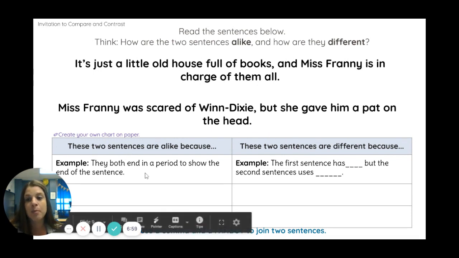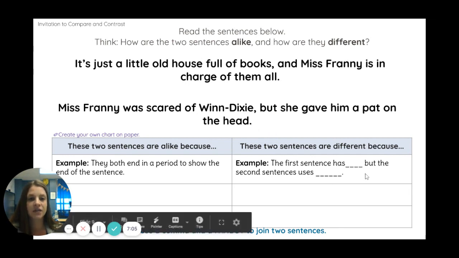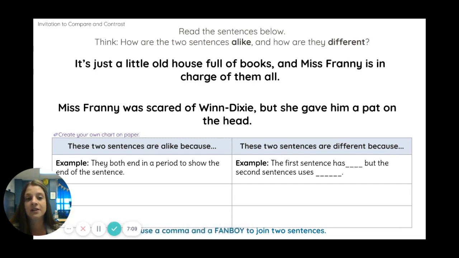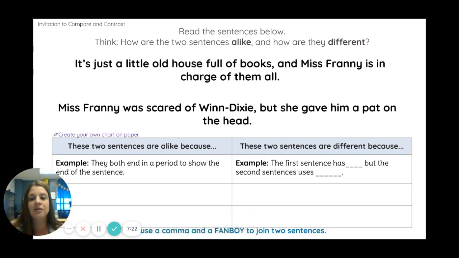So an example, they both end in a period to show the end of the sentence. And then here's a sentence frame for you to use if you'd like to show how the two sentences are different. You might say the first sentence has blank, but the second sentence uses blank. So writers, go ahead and pause the video and take some time to write a few statements of how the sentences are alike and different.